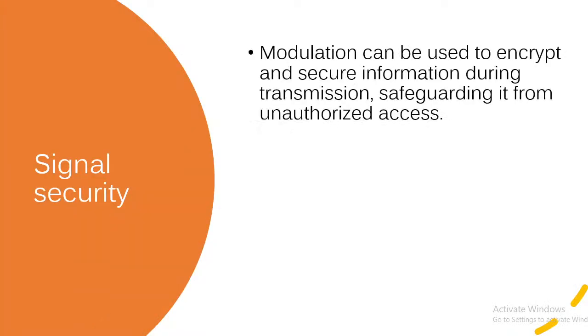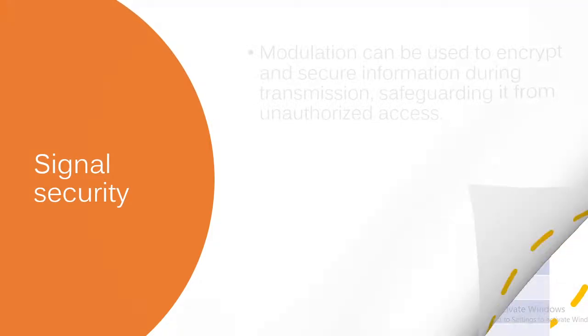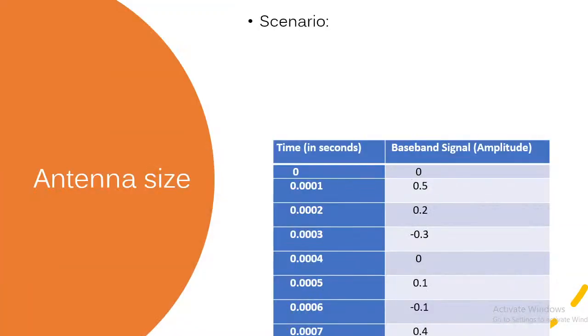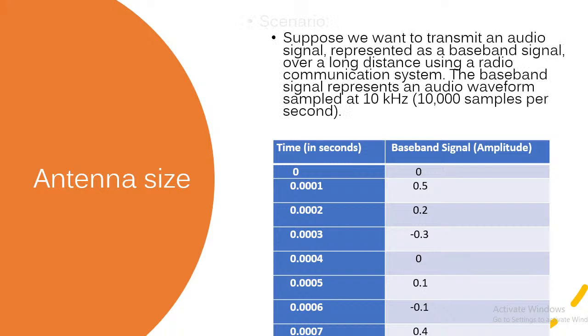The security of the signal: modulation can be used to encrypt and secure information during transmission. The most important part is the size of the antenna. Now let us consider a scenario.